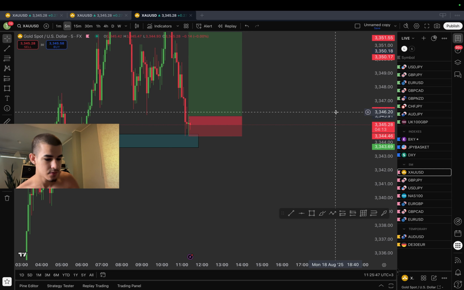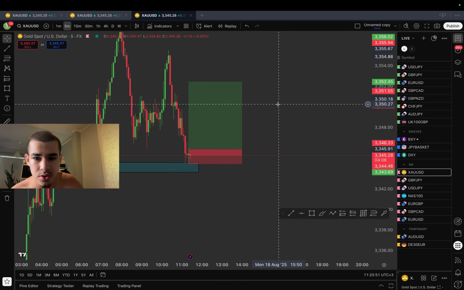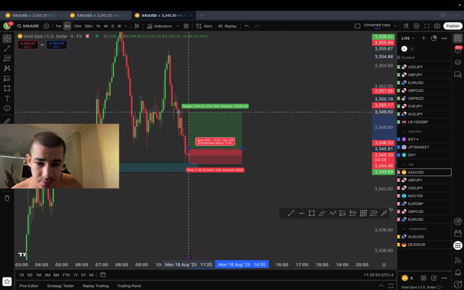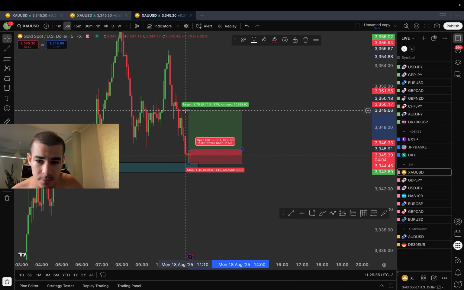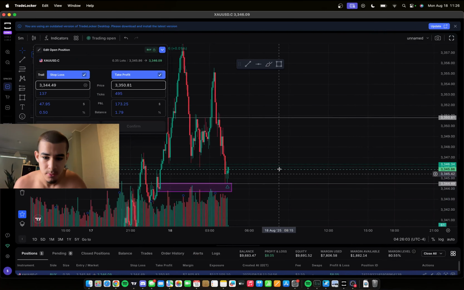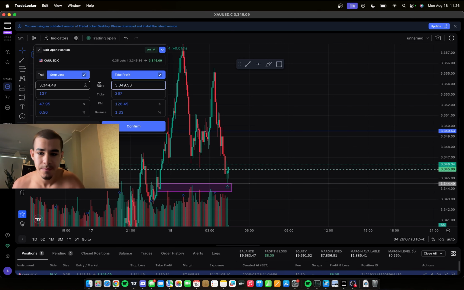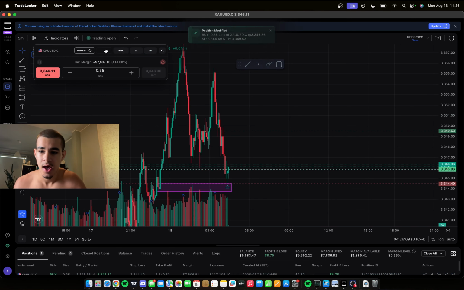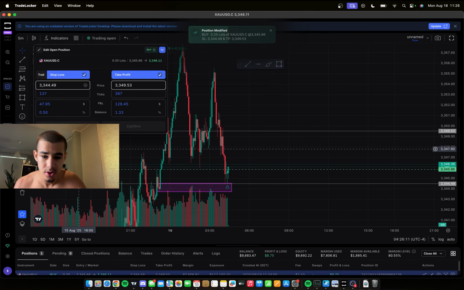That means I'll go for a 1 to 2.5 risk to reward. So that will be somewhere over here. So now double click that, get my take profit level, go back here and use that as my target. There you go. And everything is set up, looking nice already.